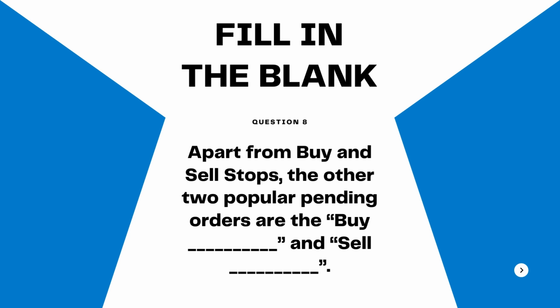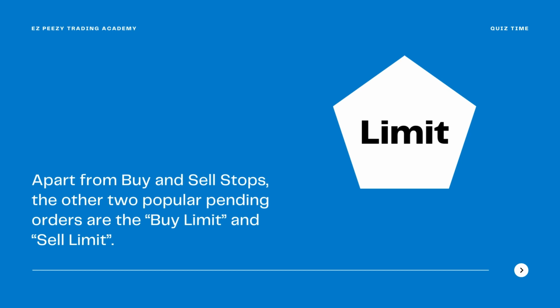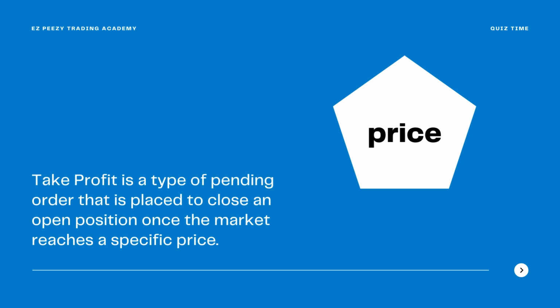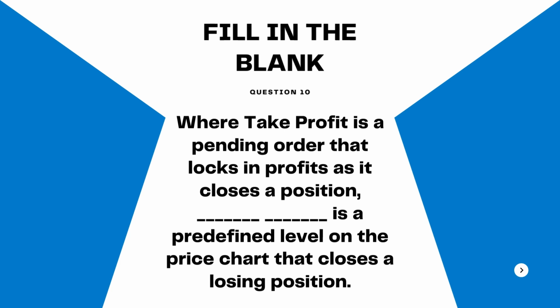Apart from buy and sell stops, other two popular pending orders are the buy limit, I said it a few seconds ago, and the sell limit, right? So apart from stops, we have limit orders. Take profit is a type of pending order that is placed to close an open position once the market reaches a specific price, right? Once it reaches a specific price, then the take profit pending order will be closed. Take profit is a pending order that locks in profits as it closes a position.